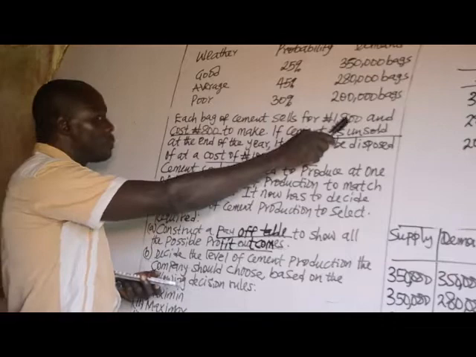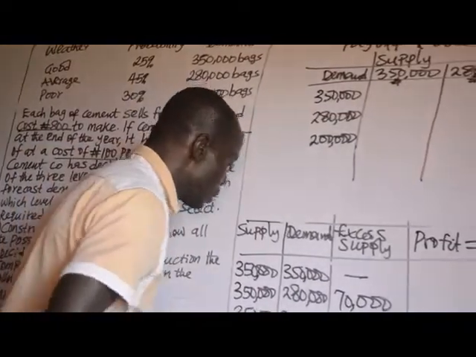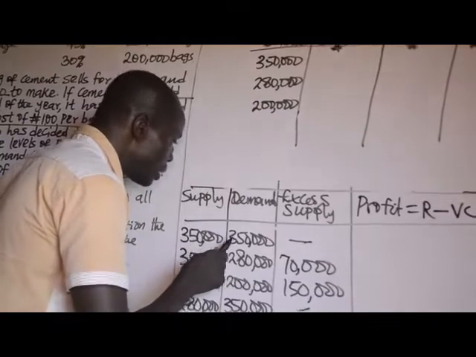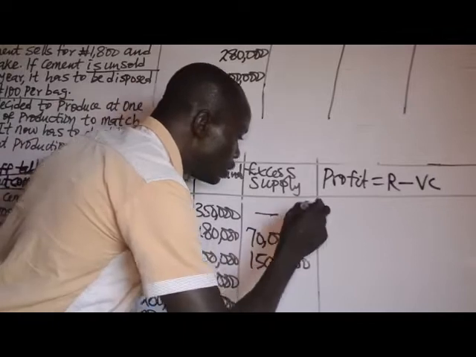So selling price 1,800, cost 800. Now let's calculate the profit. Profit now, supply, demand now. Your demand now, 350,000 units were sold.